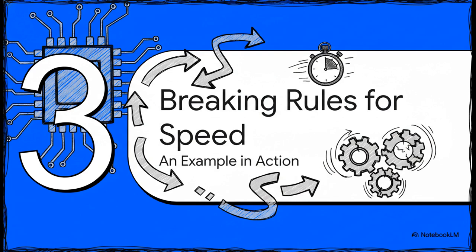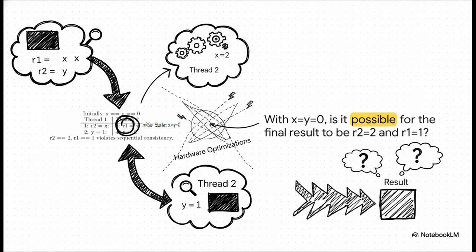So let's actually see what happens when a processor decides to play by a looser set of rules to get more speed. We're going to walk through a classic computer science example that shows this off perfectly. Okay, here's the setup. Super simple. We've got two threads running on two different cores.